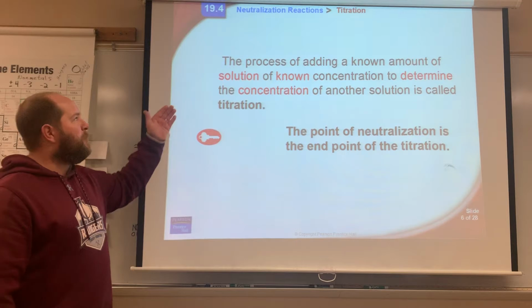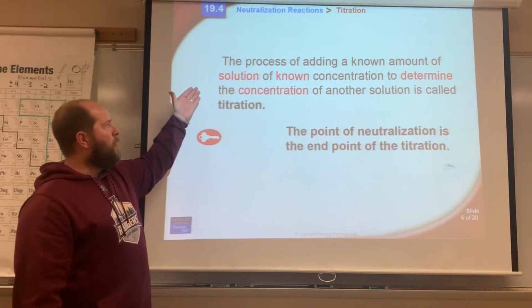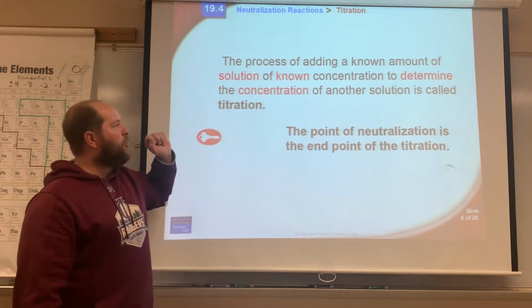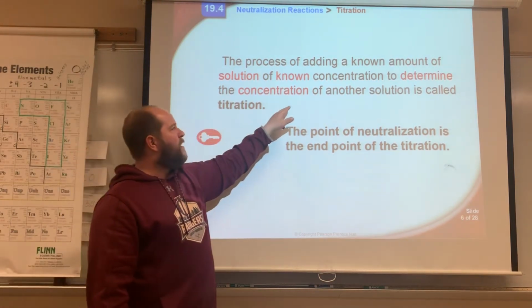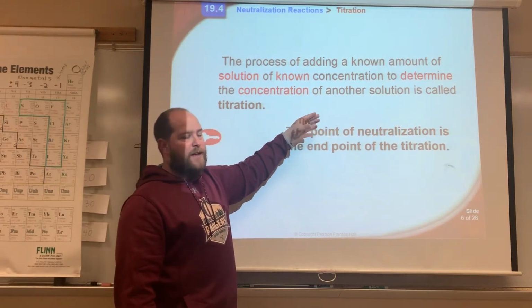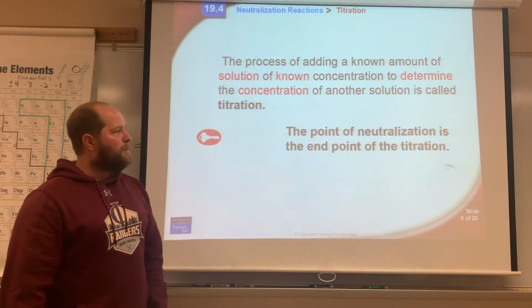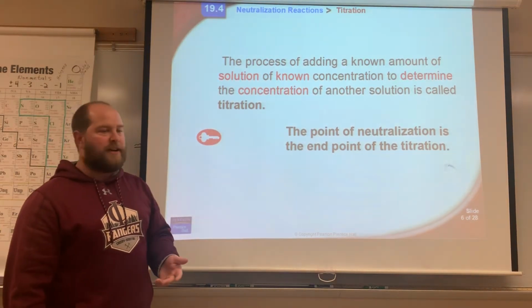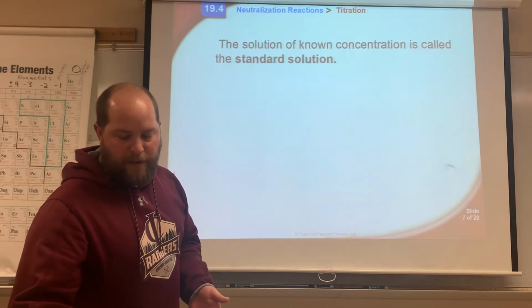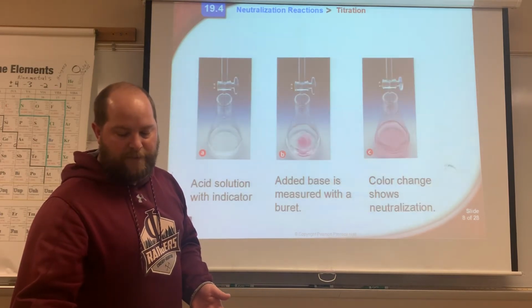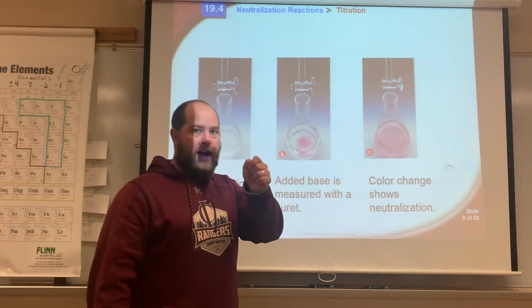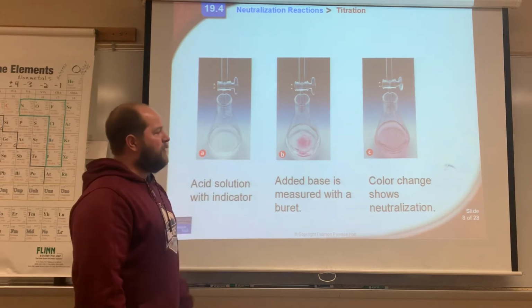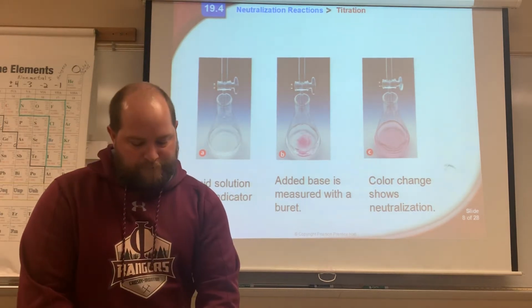So like it says here, the process of adding a known amount of a solution of known concentration, that'd be like that base, to determine the concentration of another solution, that was the acid, is called titration. The point of neutralization signals the end of the titration. So that's why with the color change in the picture here, that would signal the end. You would stop adding the base as soon as it turns that last little bit. Then that's the way you know it's done.